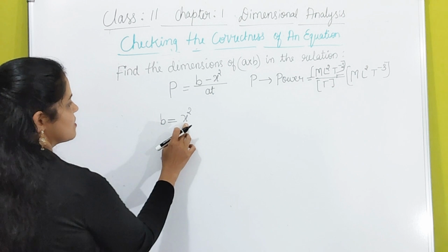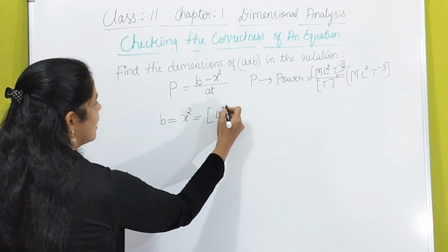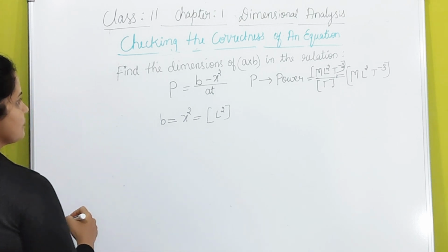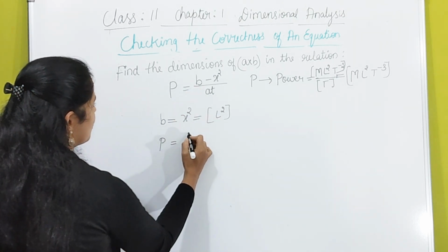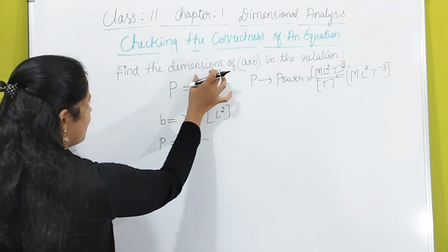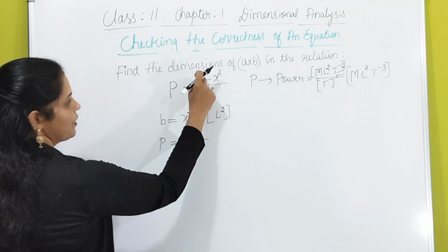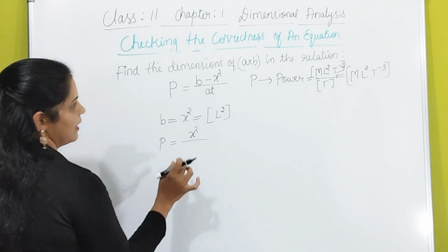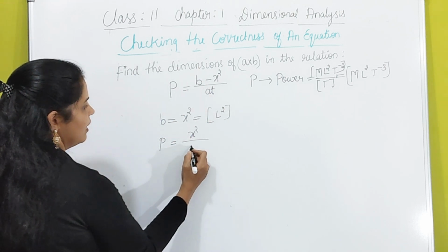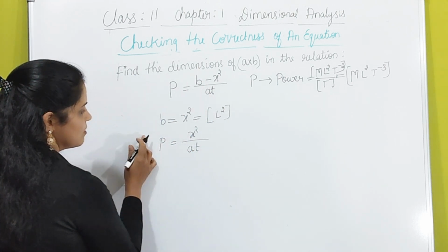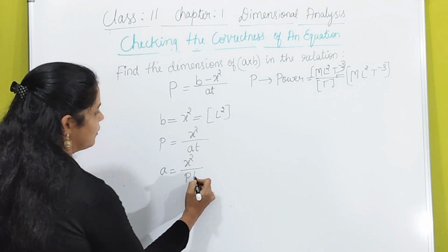See here, what is x? Displacement. Right? So therefore, what is the dimensional formula of B? It is L2. Right? Now, we can simplify this as power is equal to x square divided by A T, because if you subtract, here you are going to get one length, square of the length, right? So I'll just consider this term as a single term, x square. So now rearrange for A can be written as x square by P into T.